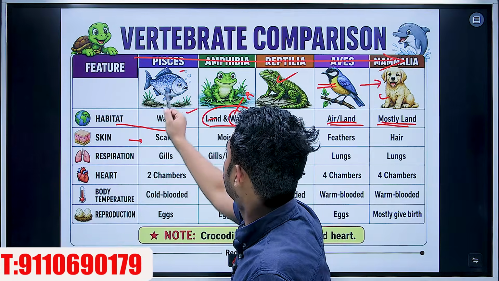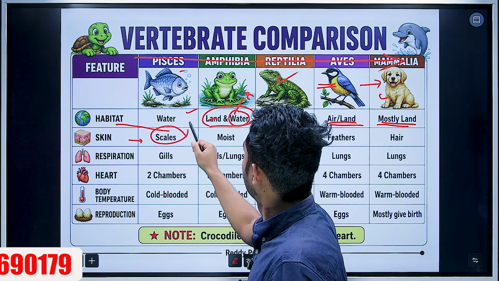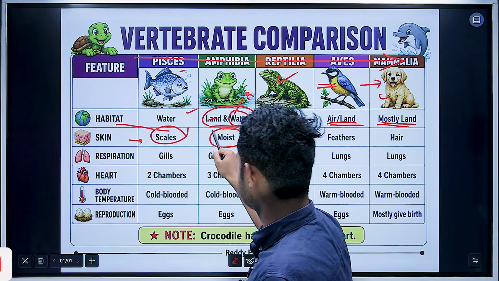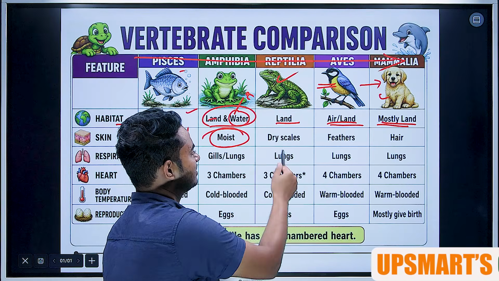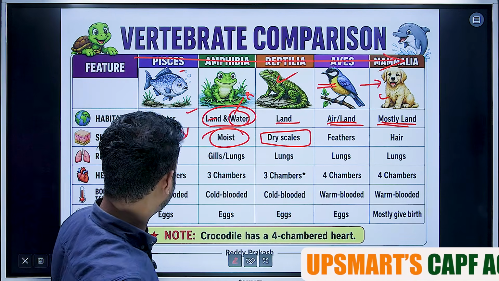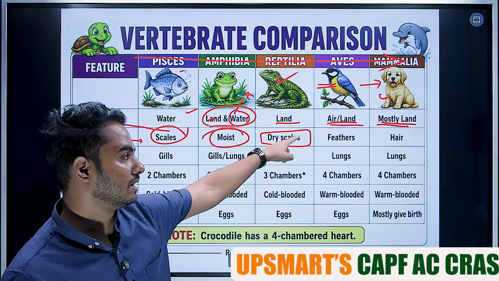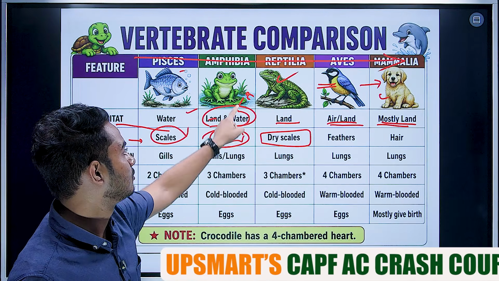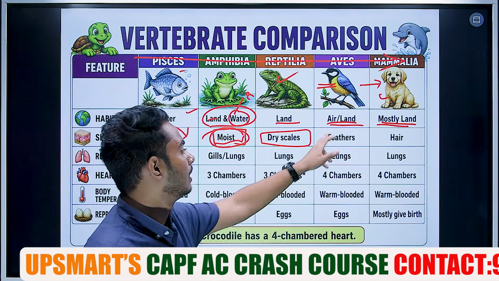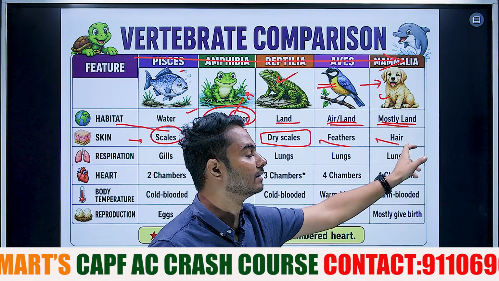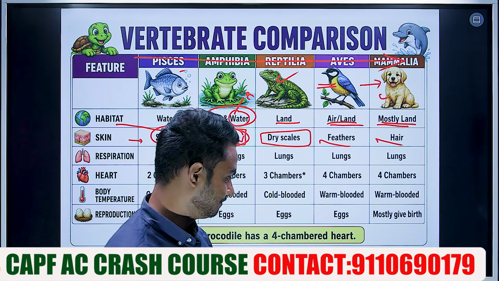Next is skin. If you see the skin, how is the fish skin? It is scales. How is the frog skin? It is moist in nature. How is the crocodile skin? It is dry scales. These are wet scales. These are dry scales. These don't have scales. Amphibia won't be having scales. They will be having a moist body. Aves, feathers. Mammalia, hairs. Easy, right?